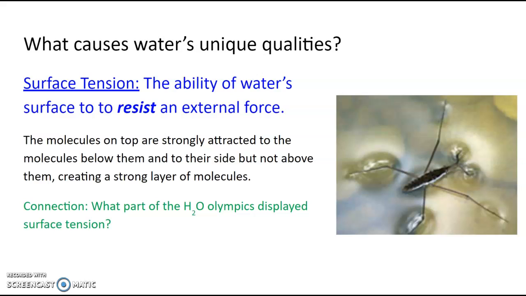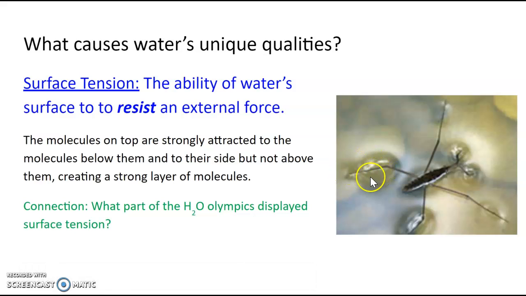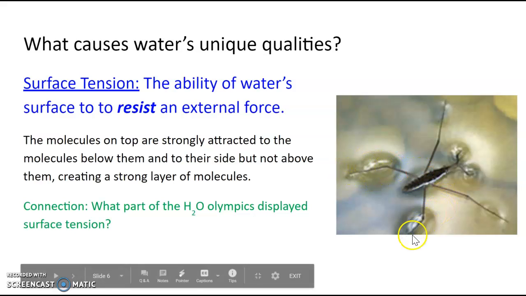One of the most important qualities is a result of cohesion, and that's surface tension. So the ability of water's surface to resist an external force. And so if you look at a little water glider over here, you can see he's just making dents in the top of the water. He's not breaking through the water surface, and that's why he doesn't sink.